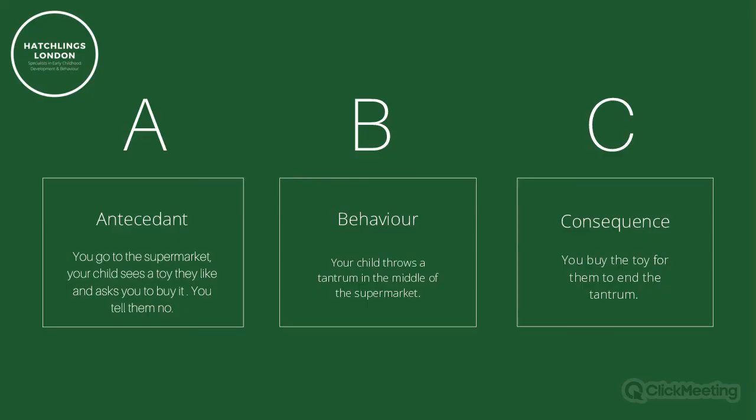So when we're breaking this up into the ABC chart, this is one example that we've put in. The antecedent would be you go to the supermarket, your child sees a toy they like and asks you to buy it, and you tell them no. The behavior is your child throws a tantrum in the middle of the supermarket. And the consequence is typically you might buy the toy for them to end the tantrum, which is very common. I think it's a pretty often thing that we've seen in general.